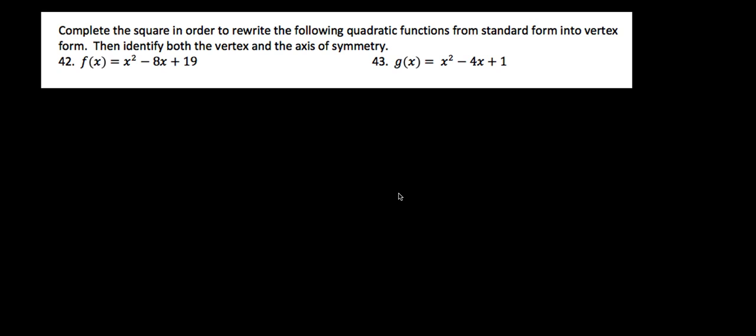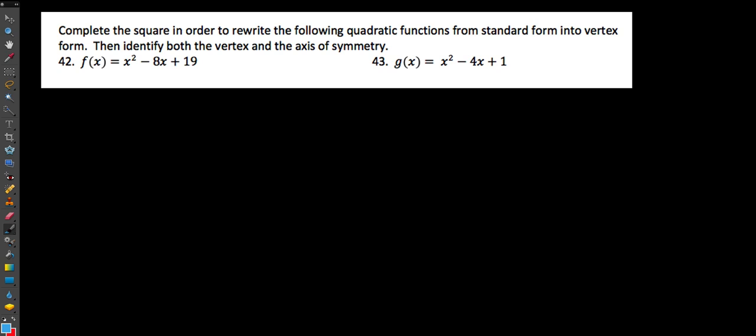Here we're going to look at rewriting quadratic equations from standard form into vertex form. That is to say, we have something in the y equals ax squared plus bx plus c form, which is fine. But if we have a choice between standard form or vertex form, I'd rather have the vertex form just because our vertex is easy to identify at h and k.